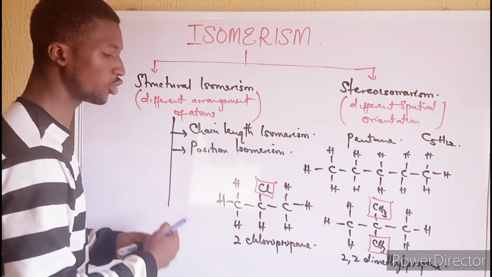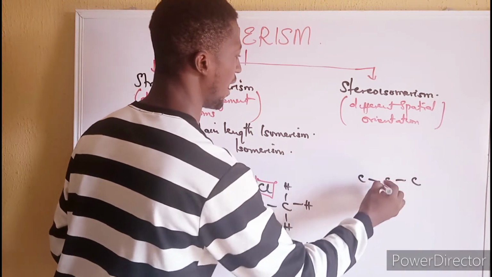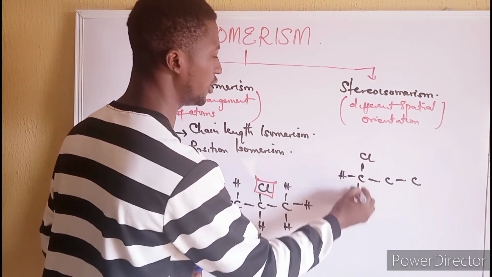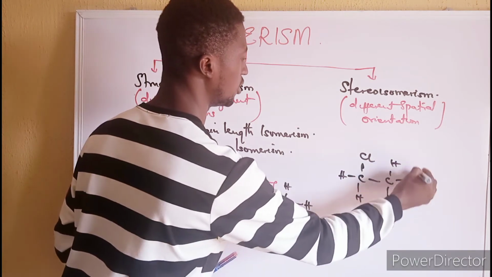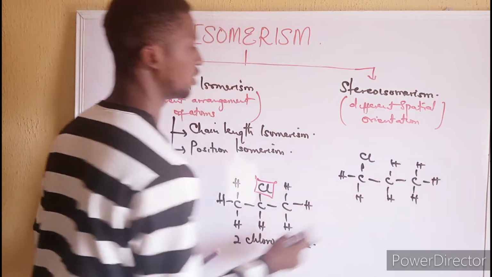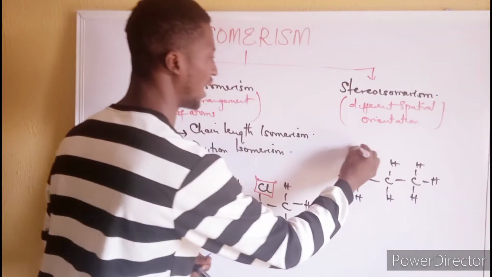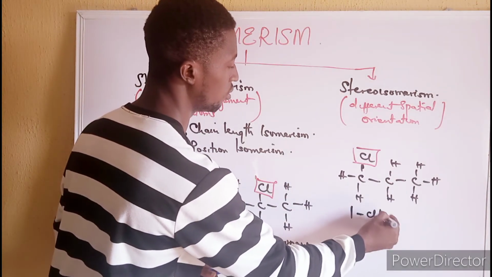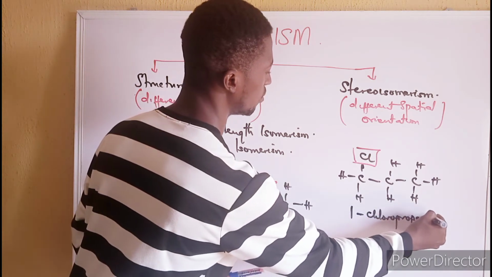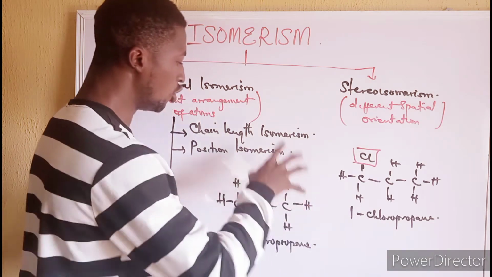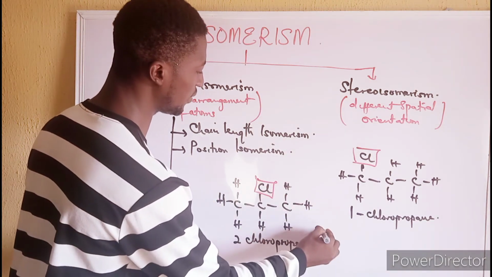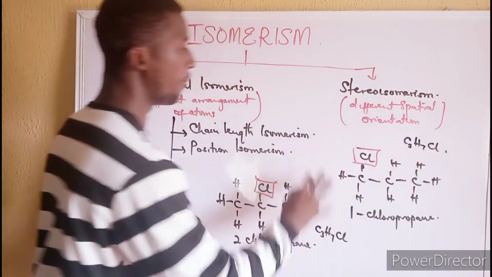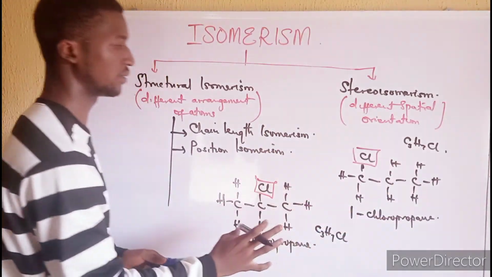When it is changed, it can be put as C, C, C, and instead of being on the second carbon, the Cl can be on the first carbon, with H, H, H, H, H, H, H. In this case, the position of the substituent has been changed, and as a result, we will not call this one 2-chloropropane, we call it 1-chloropropane. When you look at these structures carefully, this one contains C3H7Cl and this also contains C3H7Cl, but the arrangement of the atoms is quite different.